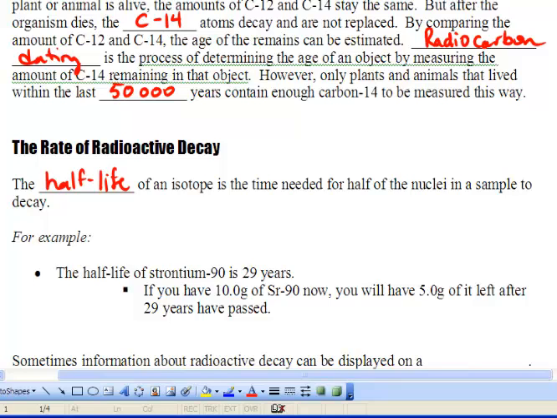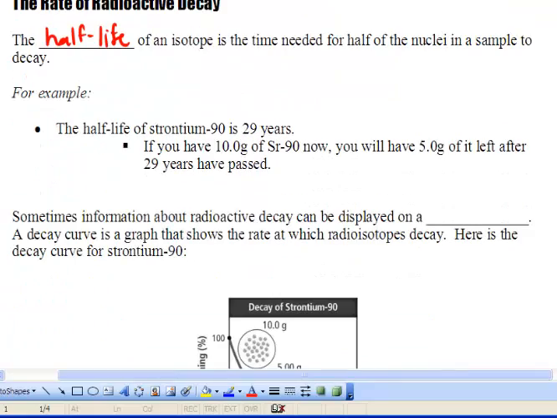And this is the same for several different radioactive isotopes. So the half-life of strontium-90 is 29 years. That means it takes 29 years for half of it to be broken down. So if you have 10 grams of strontium-90, you'll have 5 grams left after 29 years have passed.